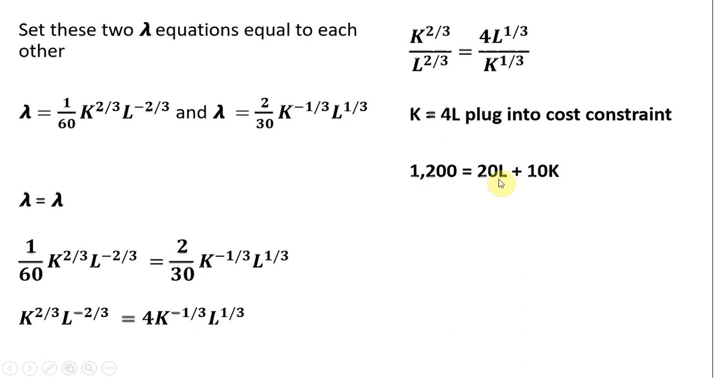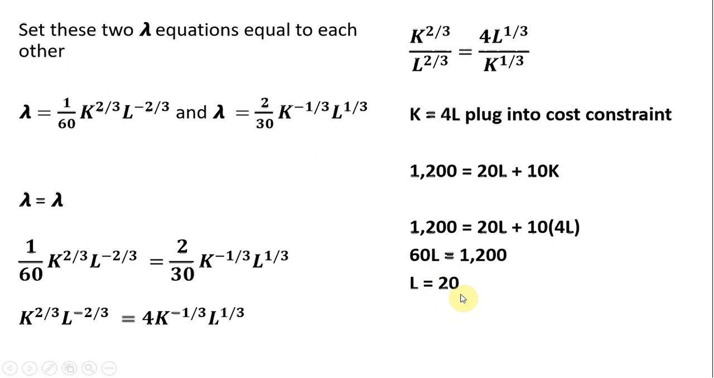Plug that into the cost constraint. Here it is once again. Where I have K, I'll plug in 4L. So 1200 equals 60L. Dividing through by 60, L equals 20. And since K equals 4 times L, K will equal 4 times 20 or 80.